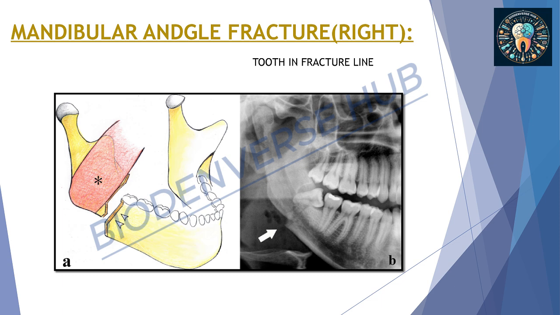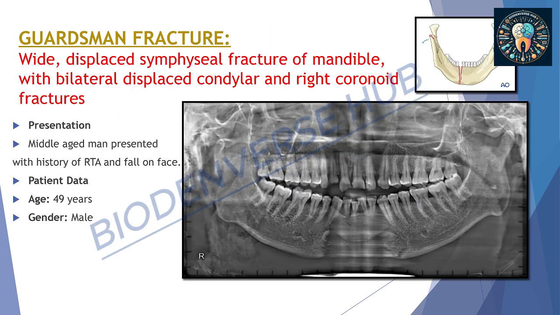Another very important fracture that can be seen on the radiograph, and that frequently comes in your OSCE examination, is the guardsman fracture. That is a widely displaced symphysial fracture of the mandible. It can be seen in the OPG with bilateral displaced condylar and right coronoid fractures. Pause the video and go through it. So this was the guardsman's fracture.